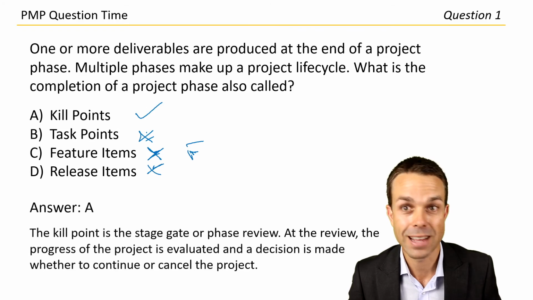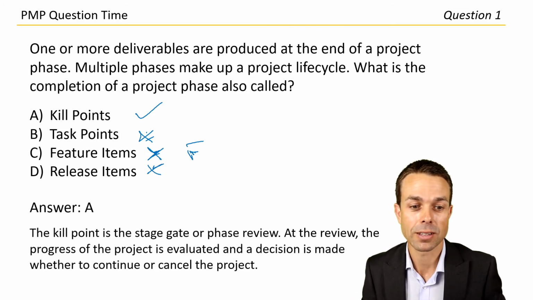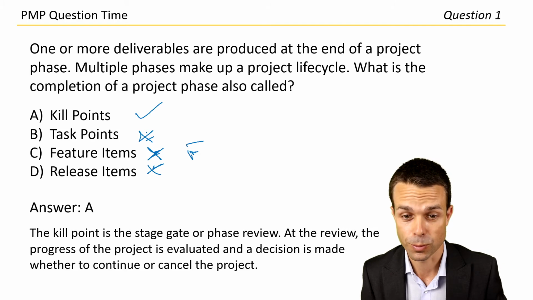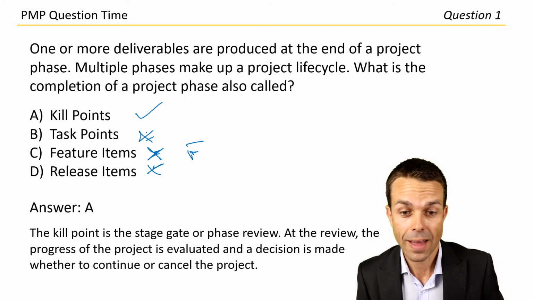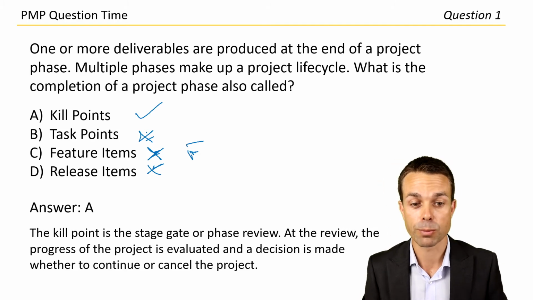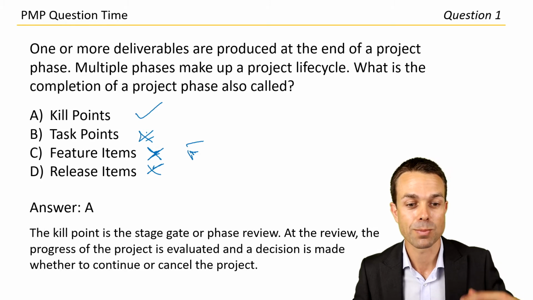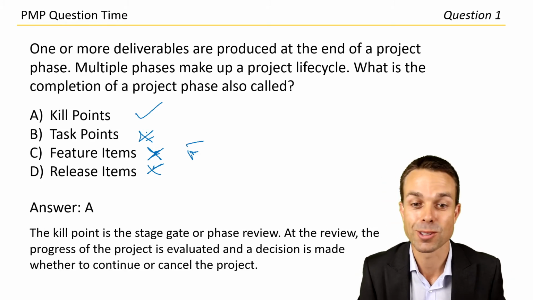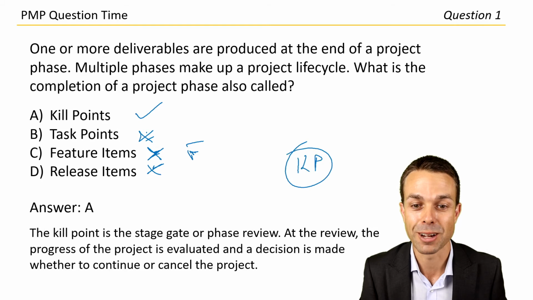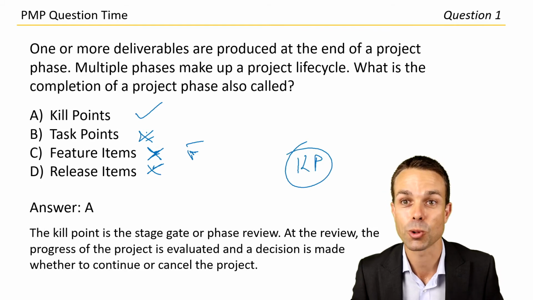Let's have a look. Answer A. Kill points is the stage gate or phase review. At the end of the review, the progress of the project is evaluated and a decision is made to continue or cancel it. So it's called a kill point. That's what we're after. That's a very good one to start with. Let's look at question 2.